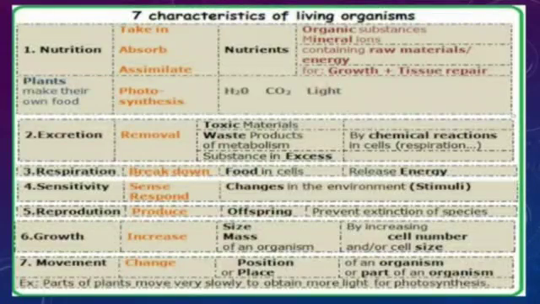Now animals also reproduce their own kind, and the mode of reproduction may be different in different animals. Some animals produce their young ones through eggs. Some animals give birth to the young ones. So this is also a characteristic of living things. It means preventing extinction of species. After that, next is growth.